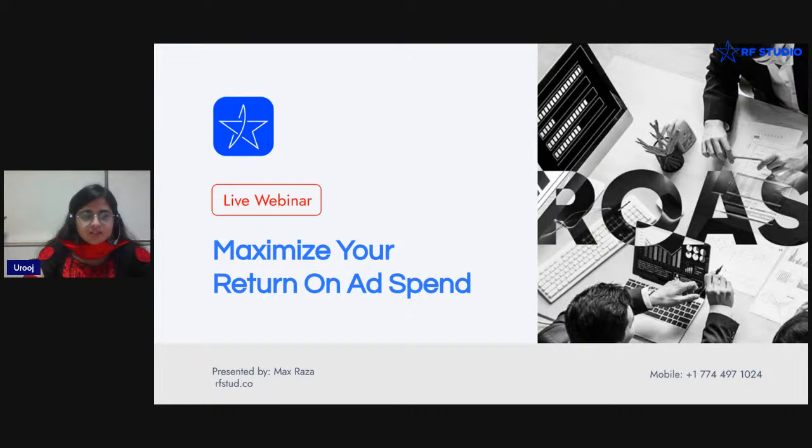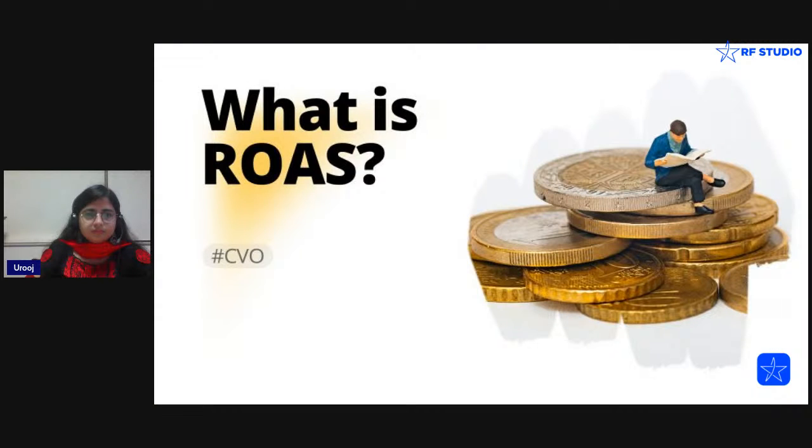So let's begin. As you know, we will be learning how we can maximize your ad return on ad spend. Here are the few things that we will be discussing. The first one is what is ROAS. So we will be seeing that how it works and what does it actually mean when you are advertising on different platforms.